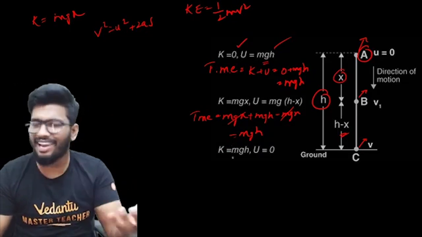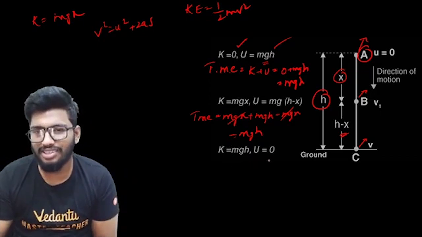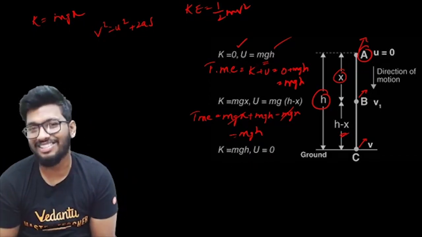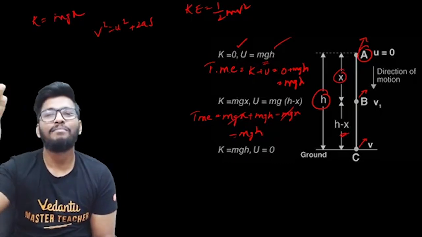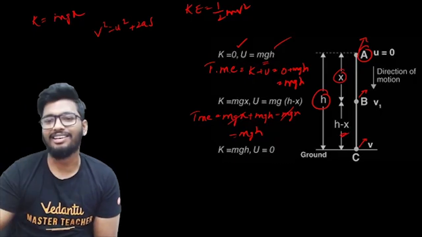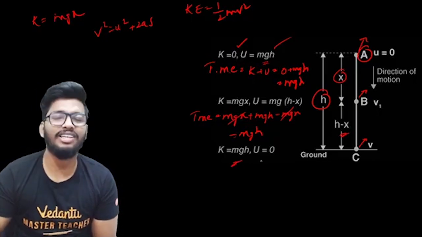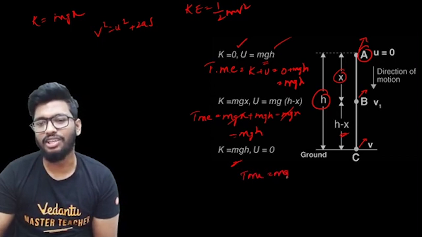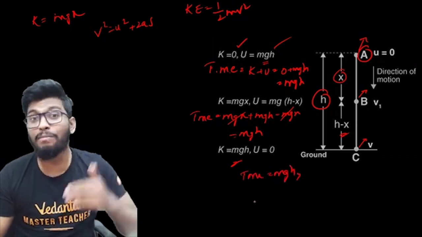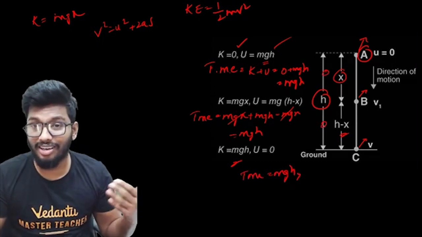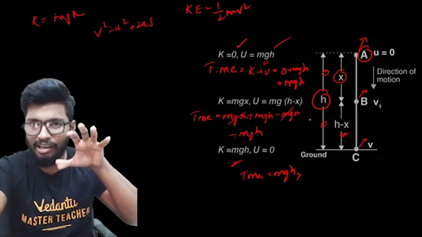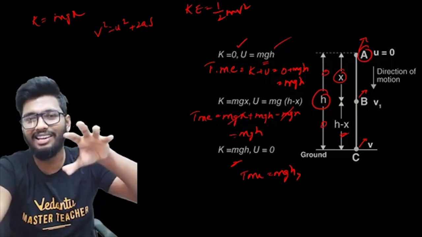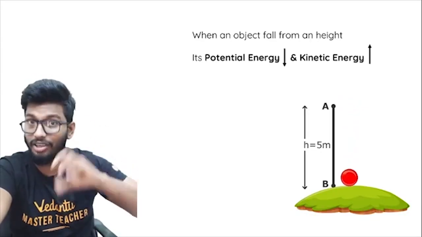Now for the third case, just before it's about to hit the ground, the height from the ground is 0. So potential energy is going to be 0 because h is 0. But the kinetic energy is going to be maximum. In this case, the kinetic energy will be mgh, and so the total mechanical energy again would be mgh itself. So no matter where the ball is, at any point from the ground, the total mechanical energy of the system is always conserved. And you have to understand this, guys.